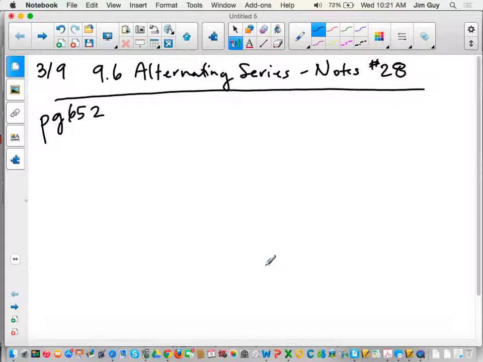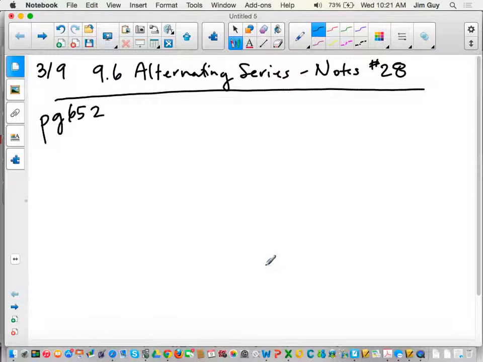Most books have just one chapter on series. This book split it into two chapters, so we're going to take one series test instead of taking two series tests. You wouldn't want to do that. Okay, so we are going to discuss the last test here, which is called the alternating series test.